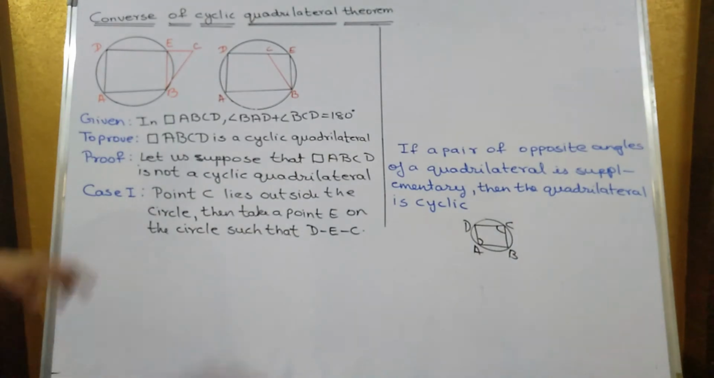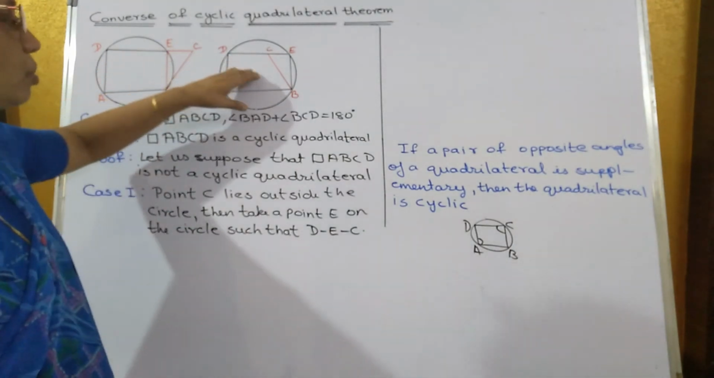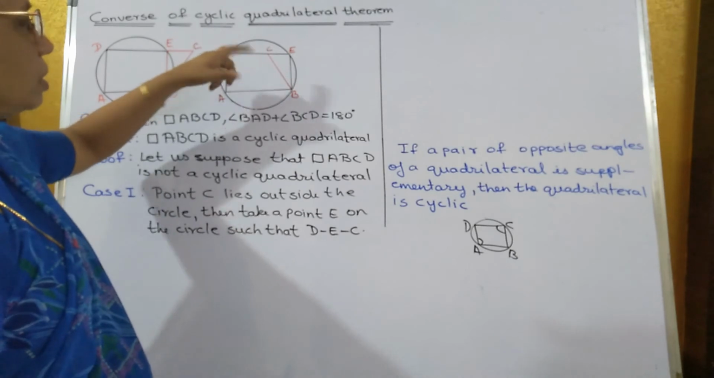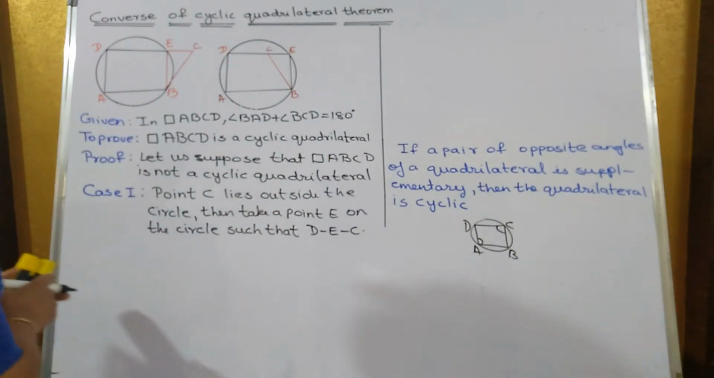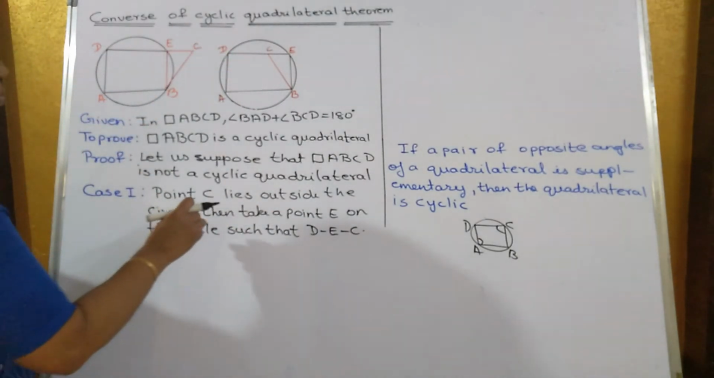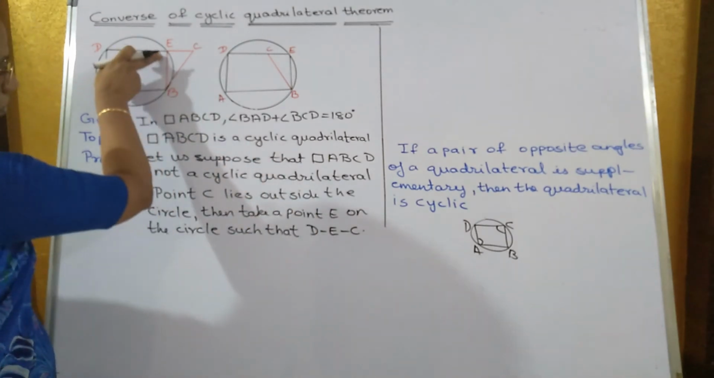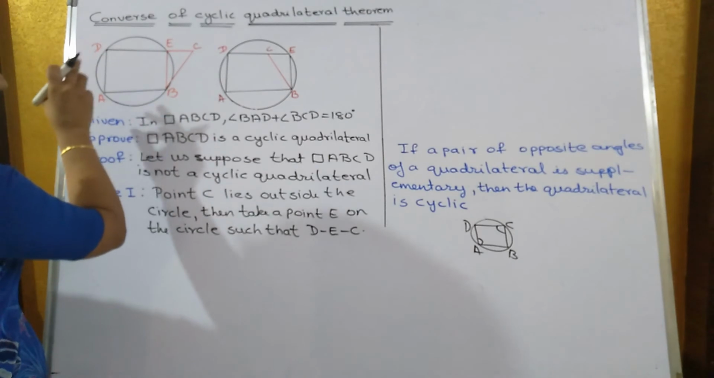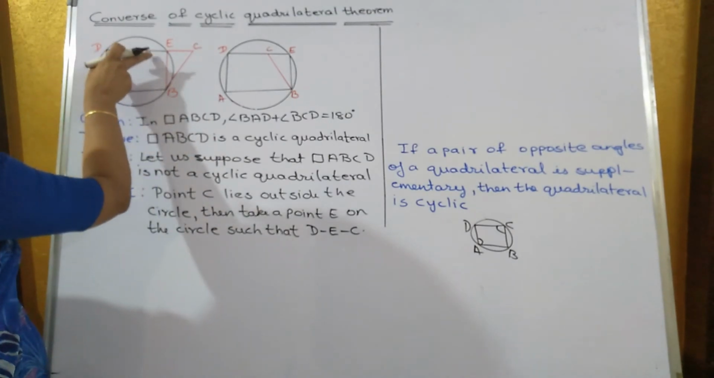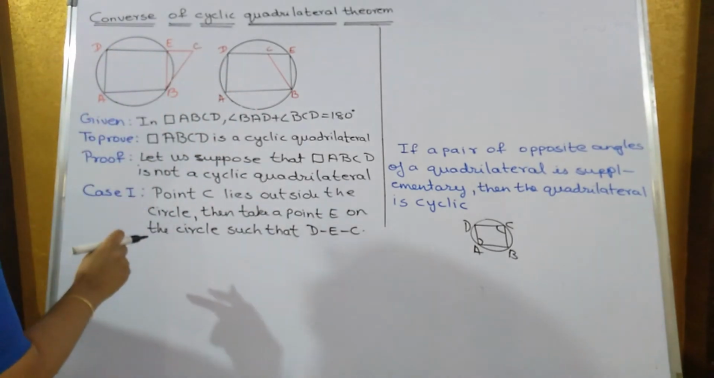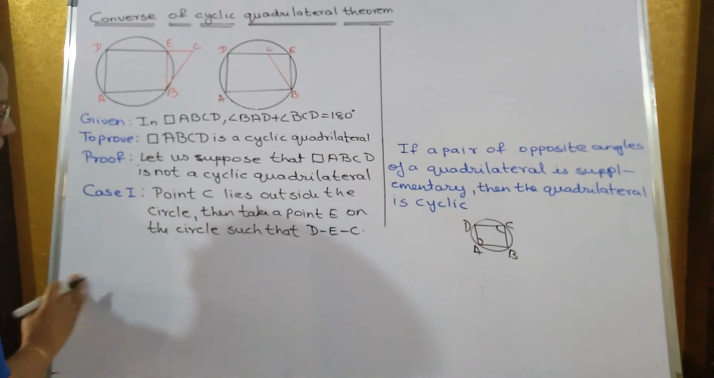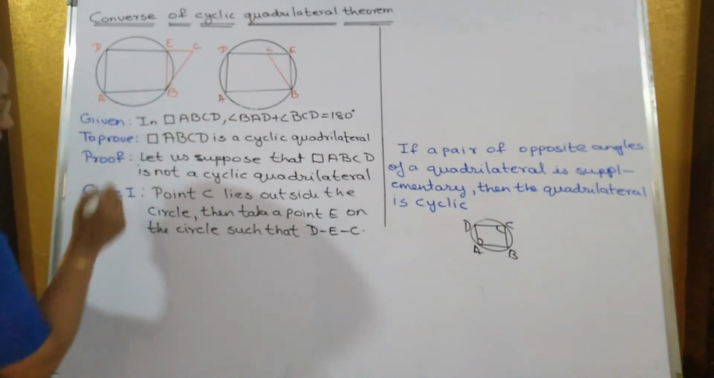So case 1 I will show you. Case 2 is very similar, only you have to write that point C is inside the circle. Rest all will be same only. So point C lies outside the circle, then take a point E on the circle such that D-E-C, that means they are collinear points. Now therefore ABED will be a cyclic quadrilateral.